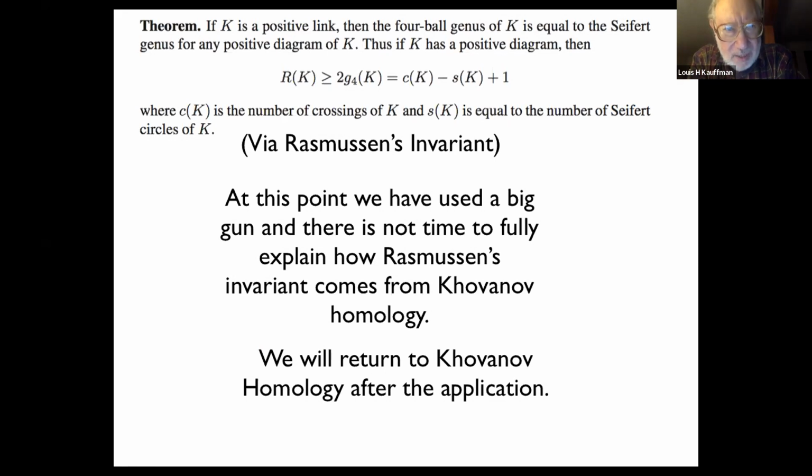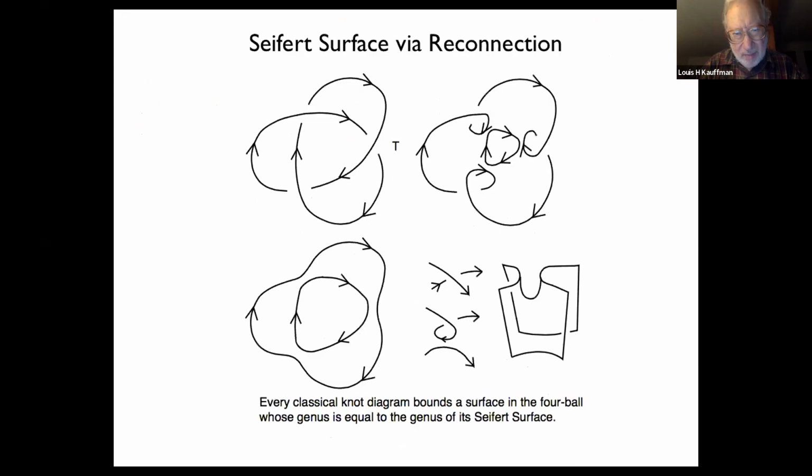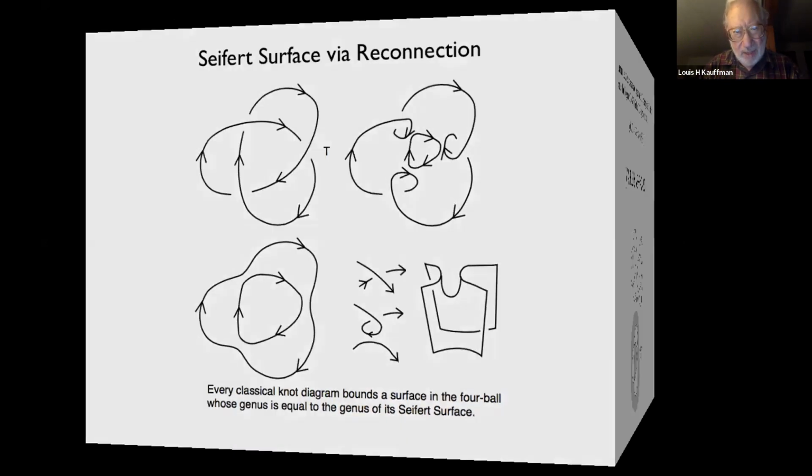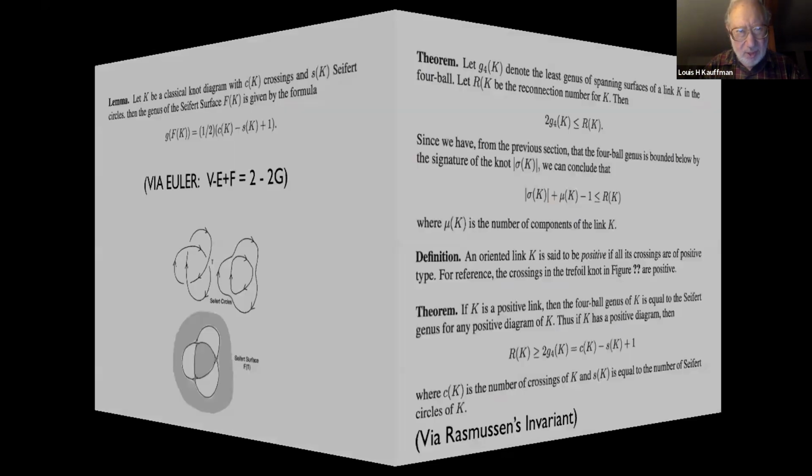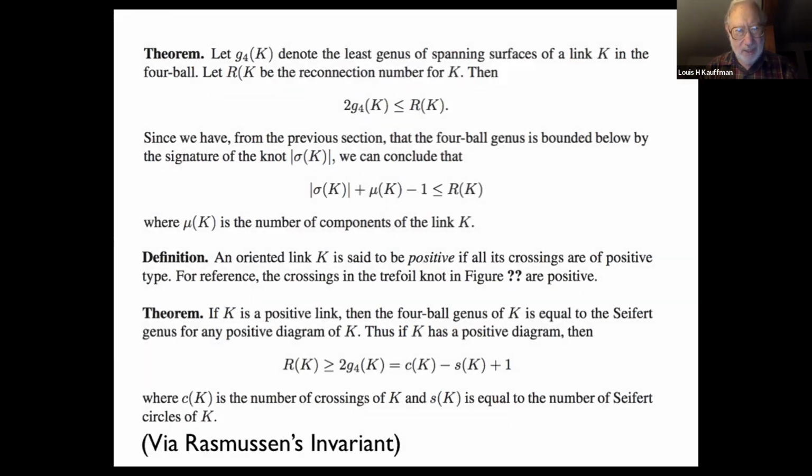If I have a positive link, and that means that every crossing type is positive, a given crossing is either positive or negative, like the trefoil knot's crossings are all positive. So if you put your fingers in the direction of the overcrossing line, your thumb points in the direction of the undercrossing line, those are positive crossings, and the trefoil is a positive knot. So there's the large class of positive links and knots.